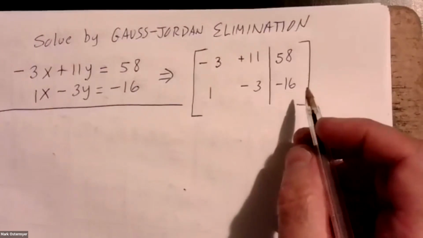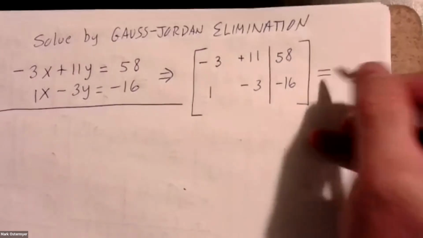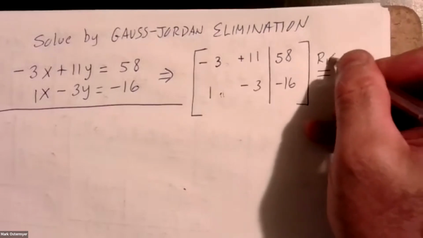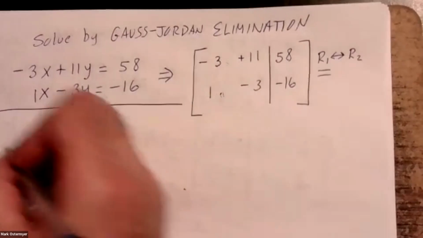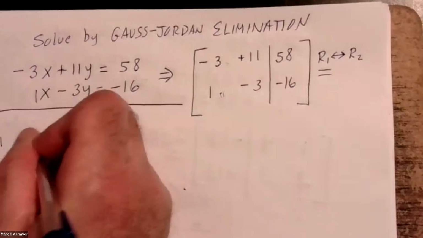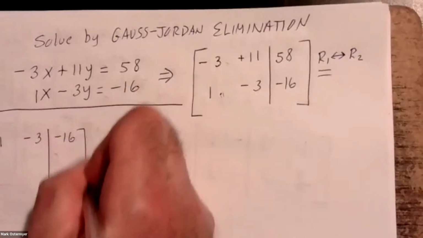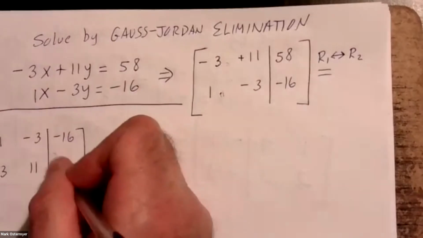Step number 1 is we want to make the 1, 1 entry become a 1. How can we achieve that? Just interchange rows 1 and 2. That's all we got to do. So let's interchange rows 1 and 2. My equivalent matrix will be 1, -3, -16, and then -3, 11, and 58. Good.